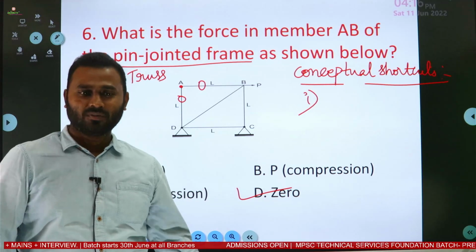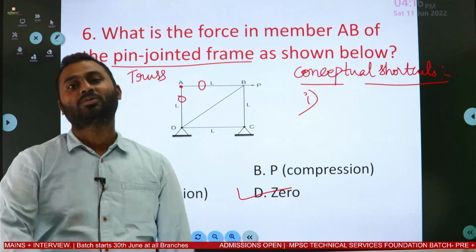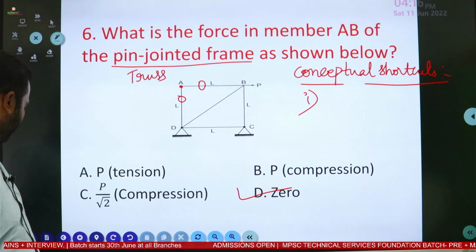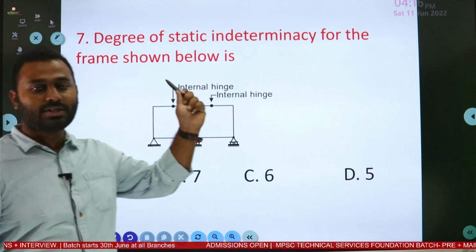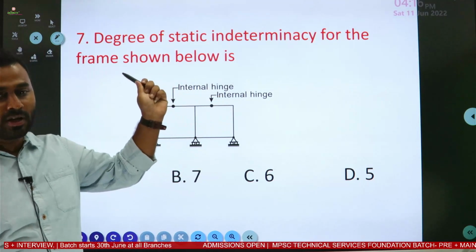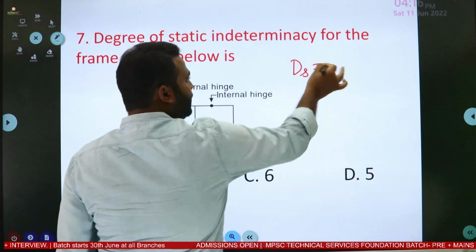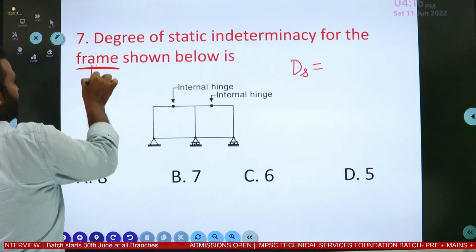Very simple question. Without any waste of time, we can solve this question based on our conceptual shortcuts discussed in the class. Right. Next. Next is degree of static indeterminacy for the frame shown below. So he is asking us to find ds. And it is a frame. Frame means a rigid jointed structure.